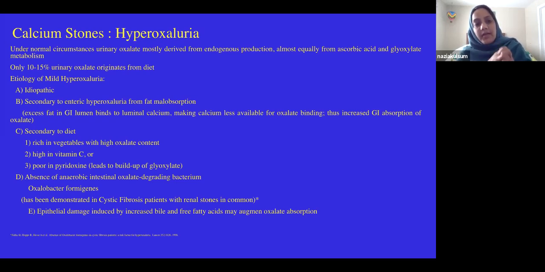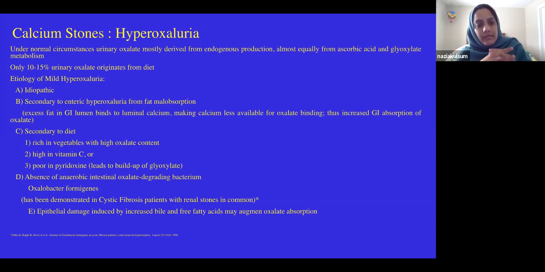High vitamin C. A lot of times people try to overdo vitamin C when they are trying to prevent, say, flu. Right now with the coronavirus, a lot of people have increased their vitamin C intake. That could be one of the reasons. Vitamin C is also used as a fortification, so a lot of orange juices are fortified with vitamin C. Vitamin C gets converted to oxalate. So oxalate, eventually getting absorbed and binding to calcium, can form calcium oxalate stones.